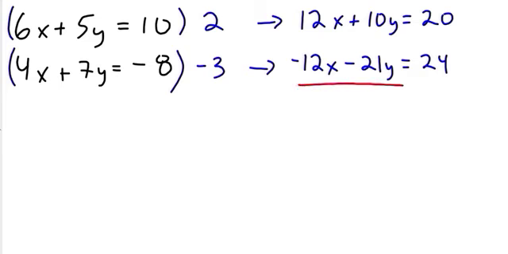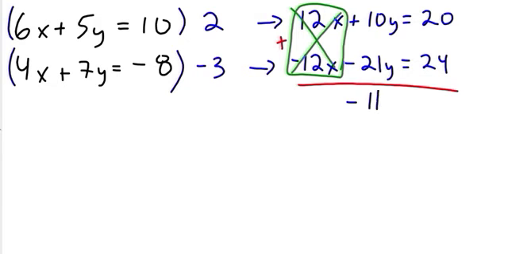Okay? Now again, we have something we really like here, and that is we have these two values that are the same value but opposite signs. So I can add these together, and they're going to eliminate. And what I have left then is negative 11y equals positive 44. Divide by negative 11, and we get an answer of y equals negative 4.